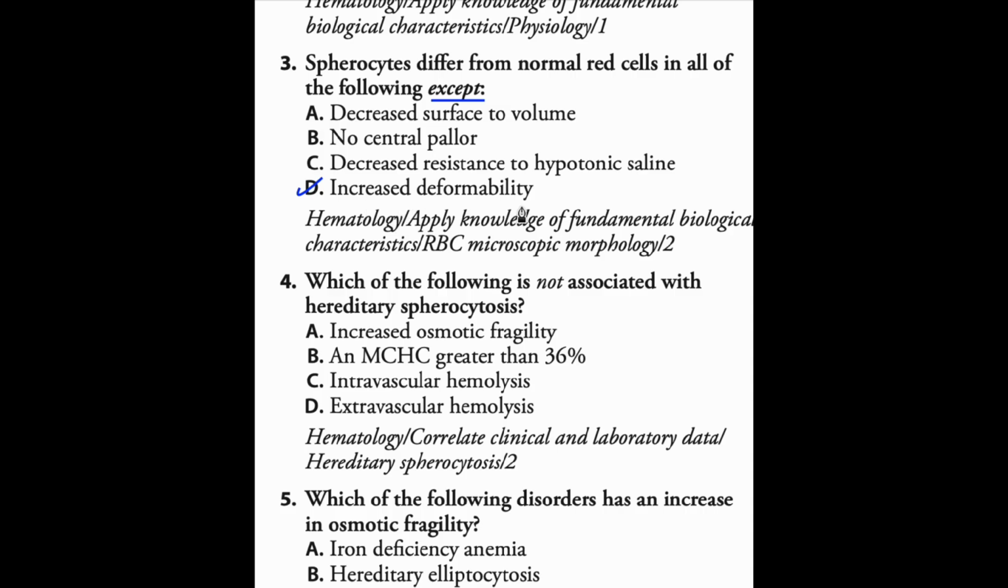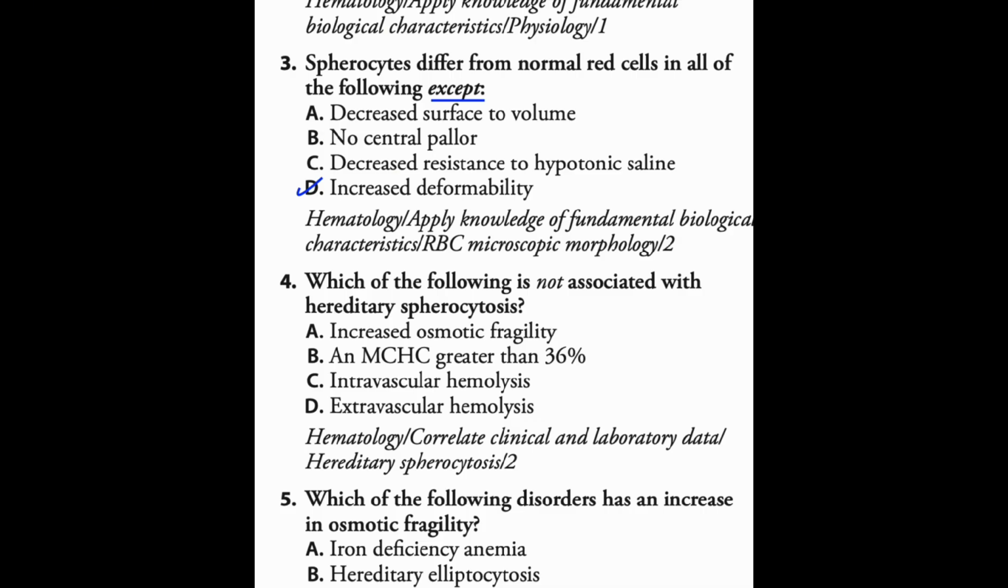This statement is false. Spherocytes have very decreased deformability. Their rigid spherical shape makes it very difficult for them to squeeze through the narrow sinusoids of the spleen, which is why they get trapped and destroyed there.